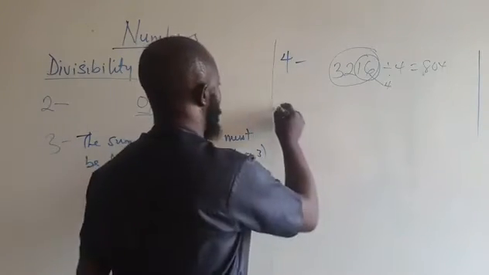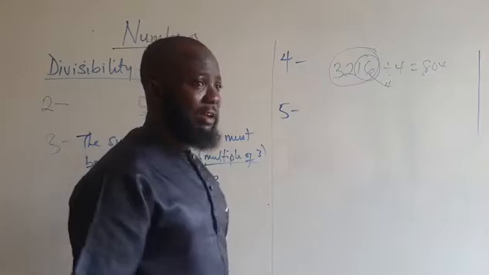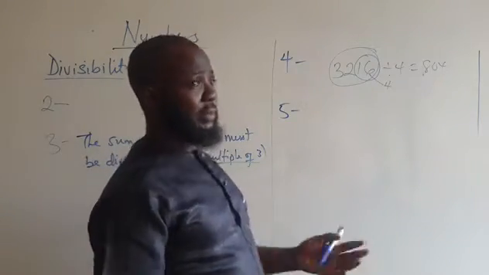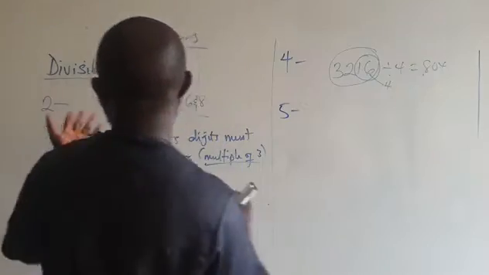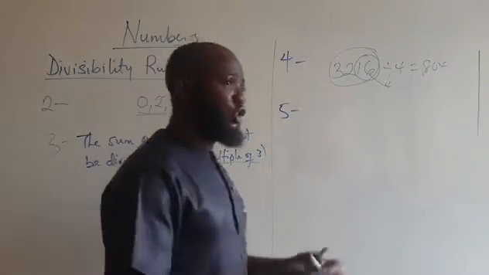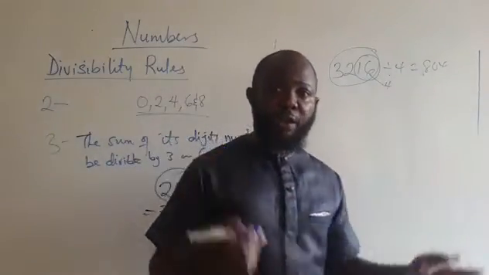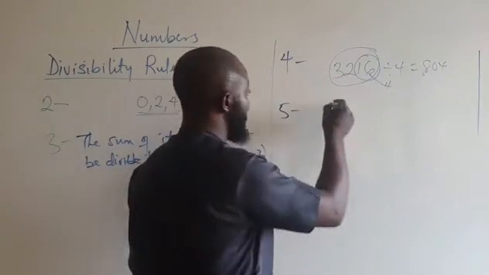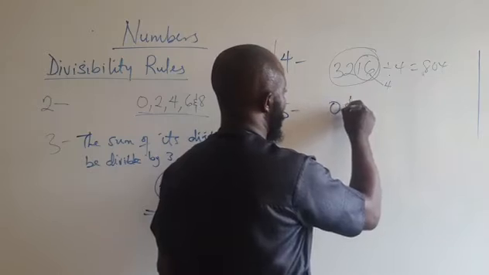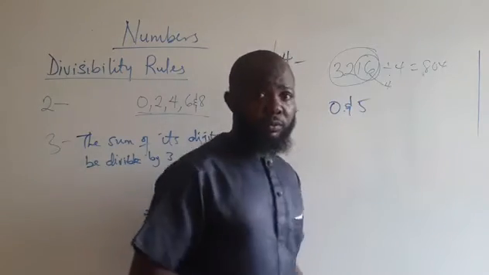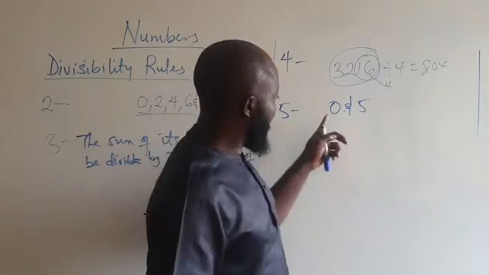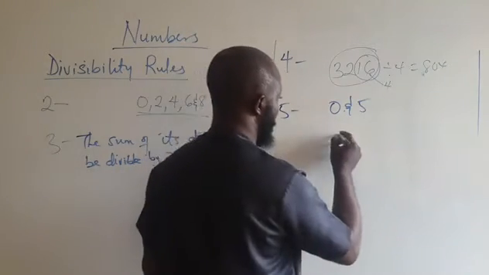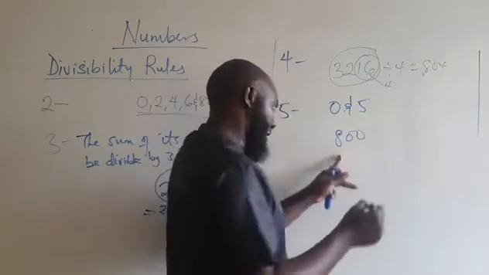Then the rule for 5. 5 is so easy. It's just like 2. A number is divisible by 5 if the number ends with the digits 0 and 5. That's straightforward. Thus, for instance, if you have 800, 5 can divide this.